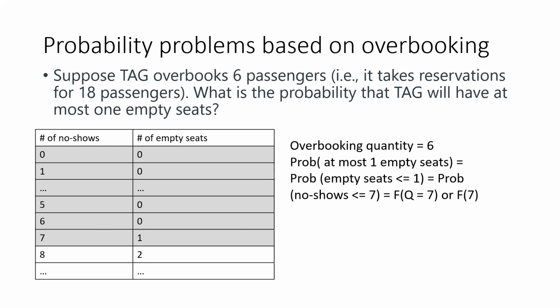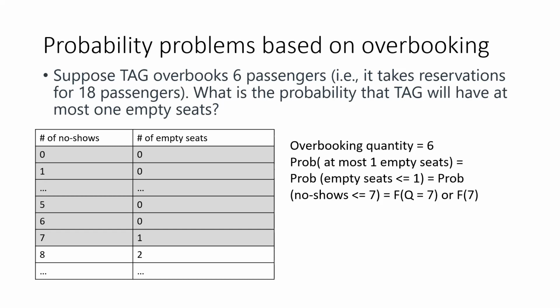Still, we're mapping the problem with a two-column table. The first column header is number of no-shows. The second column header depends on the question. The question is asking the probability that TAG will have at least 1 empty seat, so the header we put will be empty seats. We map it from 0. If 0 no-shows, then 0 empty seats. If 1 no-show, still 0 empty seats.